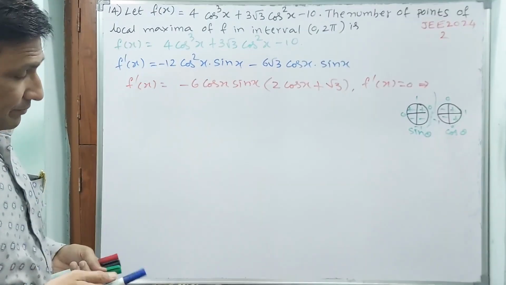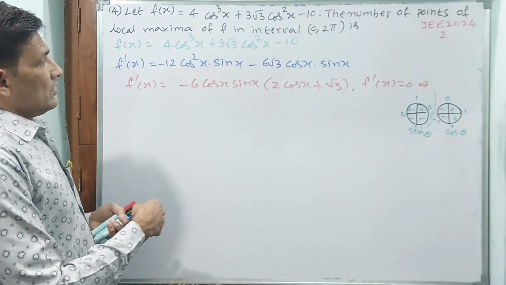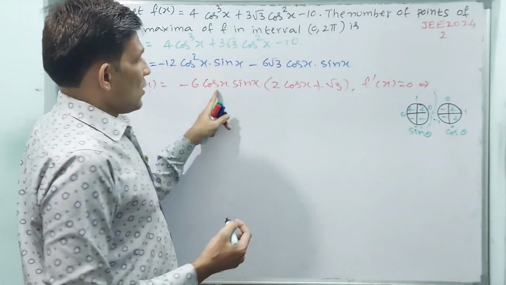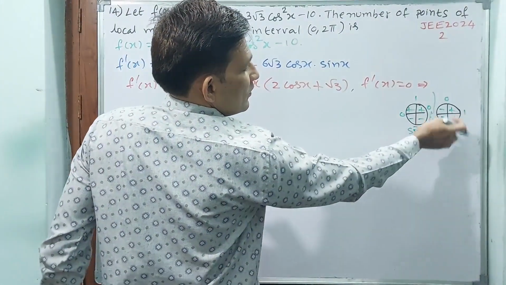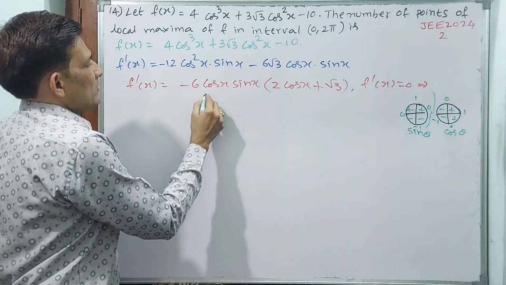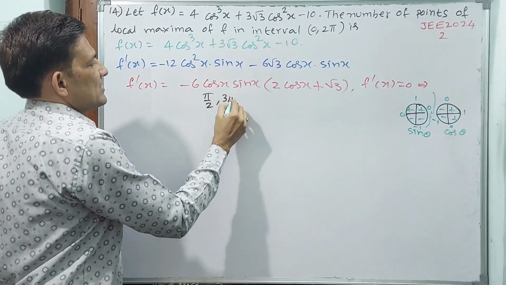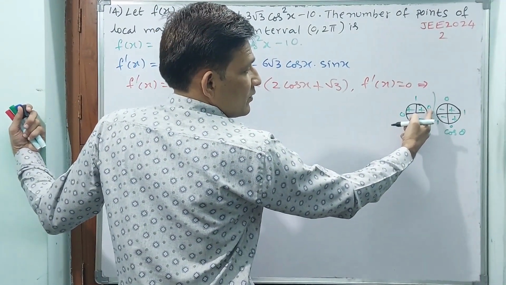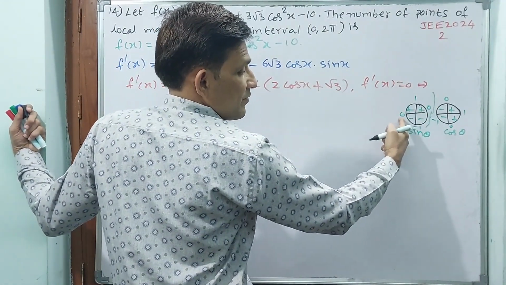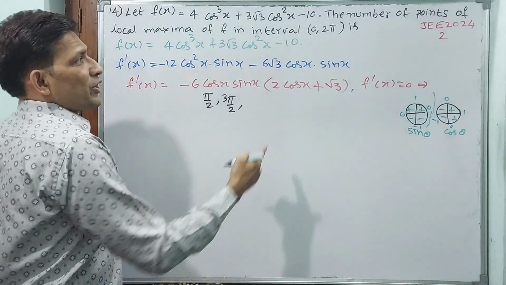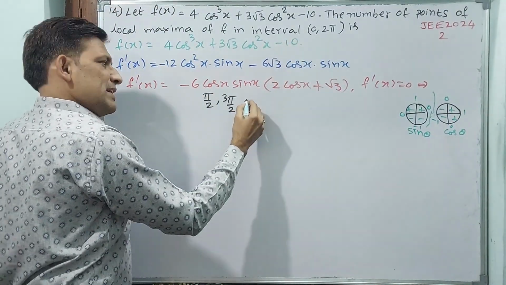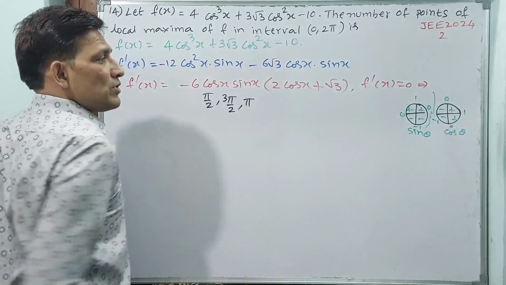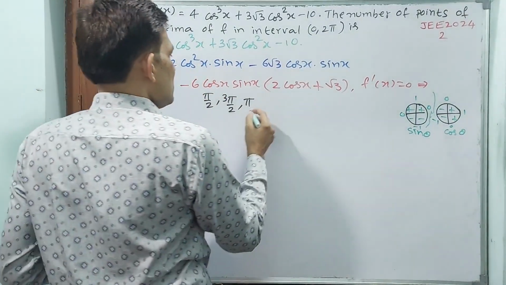Now come back. We are writing the values where it is 0. Where is cos 0? At π/2 and 3π/2. Where is sin 0? At 0 and π. But can you take 0? No, you cannot. Can I take π? Yes, you take π. Again 2π, don't take it, because 0 and 2π you should not take. In between, only π is there.